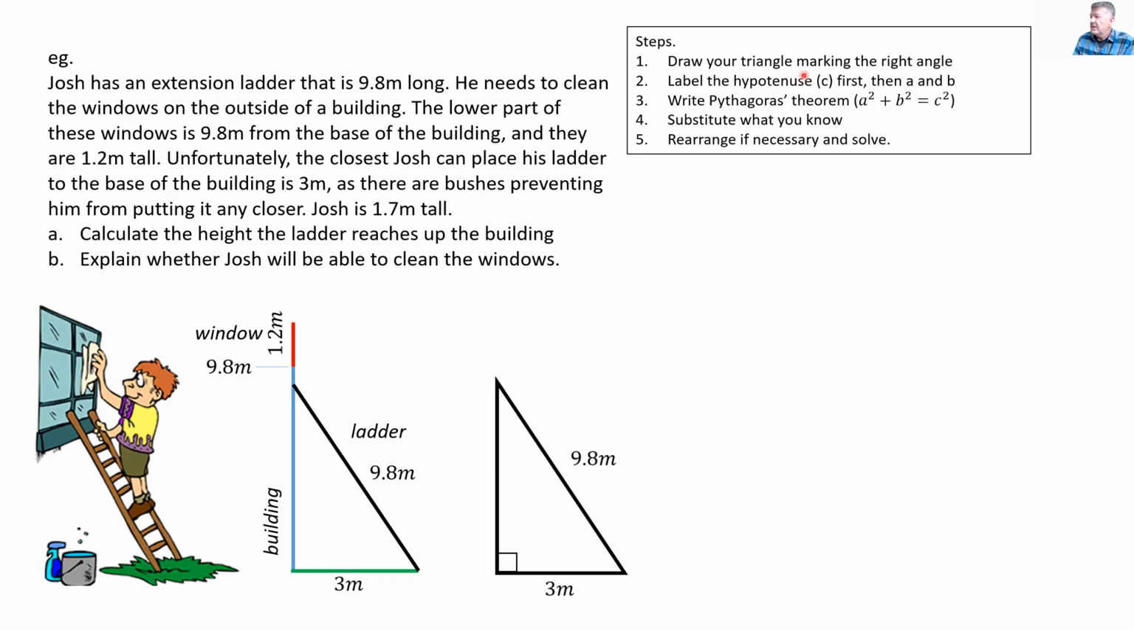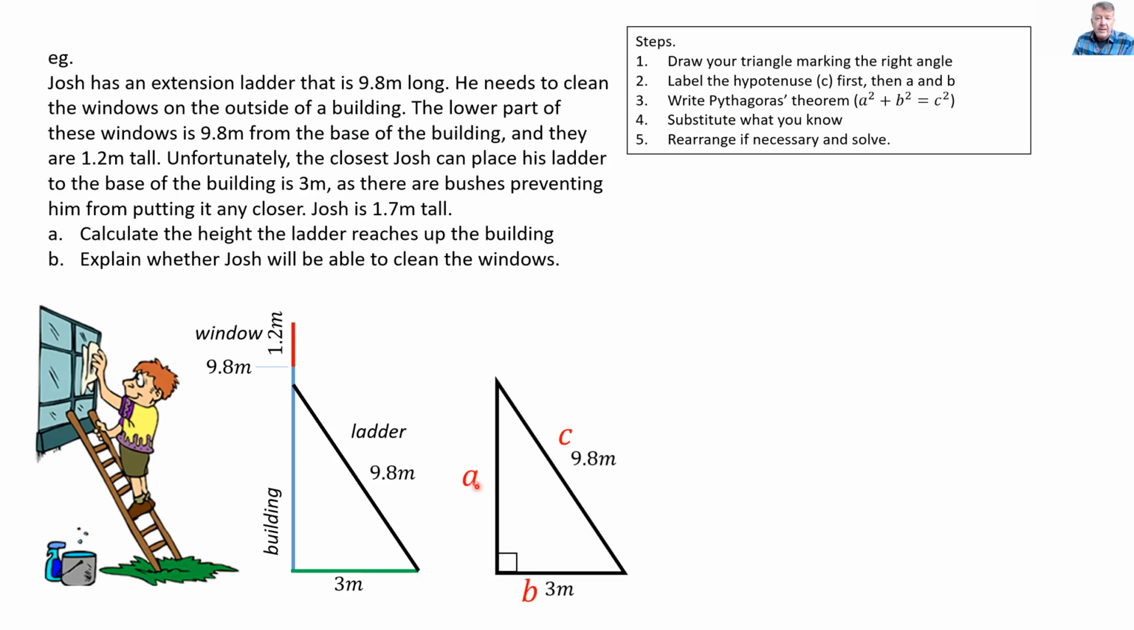All right, first step, draw your triangle marking the right angle. There's the right angle. Got it in there. I snuck it in there, sorry. Label the hypotenuse first. There's the hypotenuse, which is your C, and then the A and the B, of course. Again, doesn't matter.